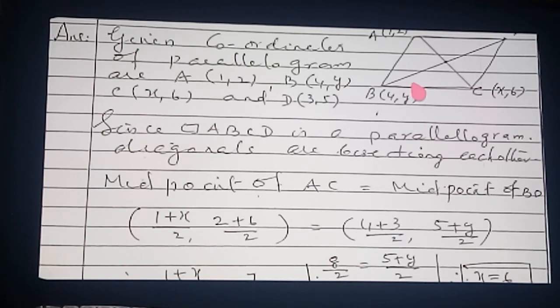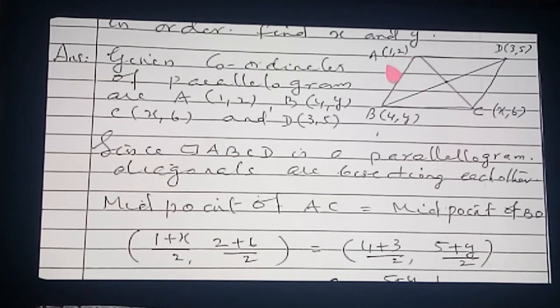Next point, see. We are going to find the midpoint of diagonal AC. See, (1 plus x) by 2, (2 plus 6) by 2. Now midpoint of BD we are finding. (4 plus 3) by 2, first x coordinate, then y: (y plus 5) divided by 2. So we have written both coordinates. Midpoint of AC written, midpoint of BD written. Very clearly, midpoint of AC is same as midpoint of BD.